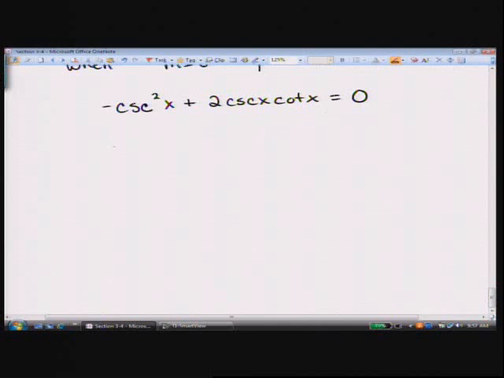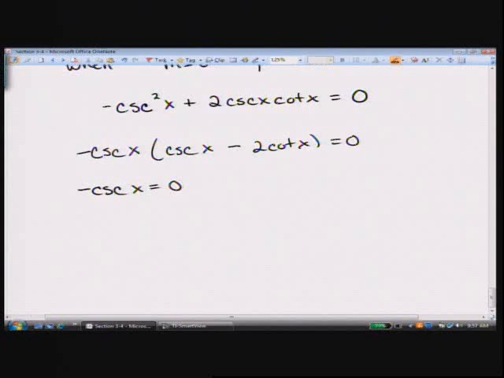Because whenever you're trying to solve an equation, factoring is always a good idea. So cosecant x factors out, and we'll have one left here, negative cosecant x. You don't have to, but I'm going to factor out negative cosecant x because I like to be positive here. So this is going to be cosecant x minus 2 cotangent x equals 0. So we need to figure out where negative cosecant x equals 0 or where cosecant x minus 2 cotangent x equals 0.